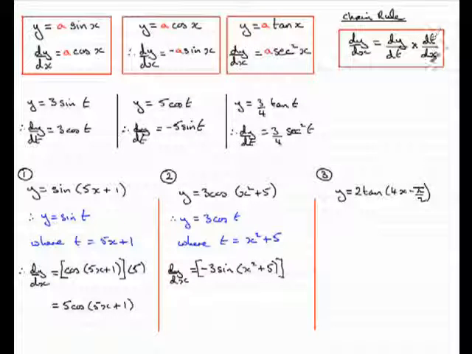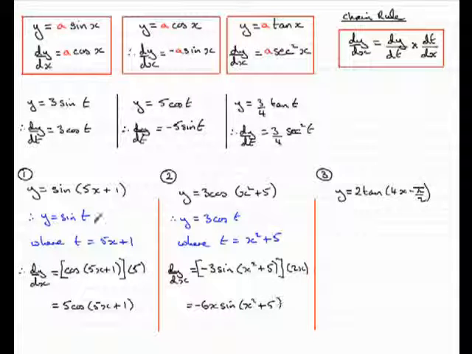Now we've got to times it by dt by dx. So differentiate t with respect to x: differentiate the first term here and you get 2x, differentiate this term and it's 0. So we've just got 2x. So put it on the end there. Now clean this up and you've got minus 3 times the 2x, which is minus 6x, and then you've got the sine of x squared plus 5. And that one's done.